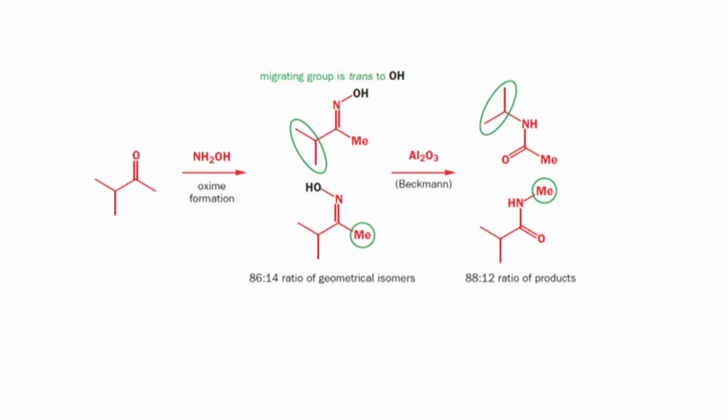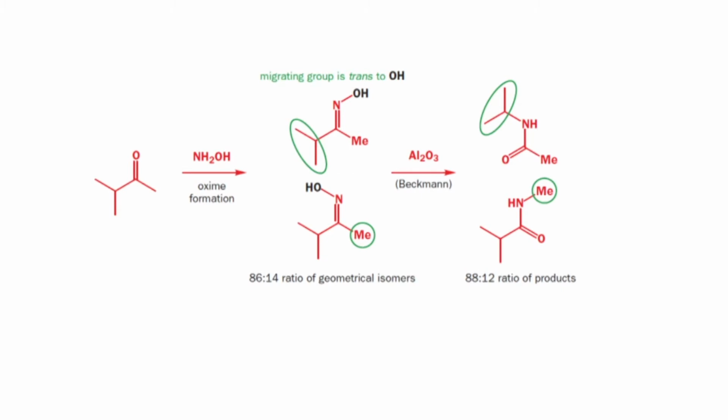quantity. And when you react this with Al2O3, you end up with almost the same ratio, 88 to 12, where the isopropyl group migrates compared to the methyl group. If you remember, we discussed during the Baeyer-Villiger oxidation, where the isopropyl group had a much better propensity to migrate when compared to the methyl group. So that doesn't hold good here. What is more important is that the isopropyl group is actually trans to the leaving group.